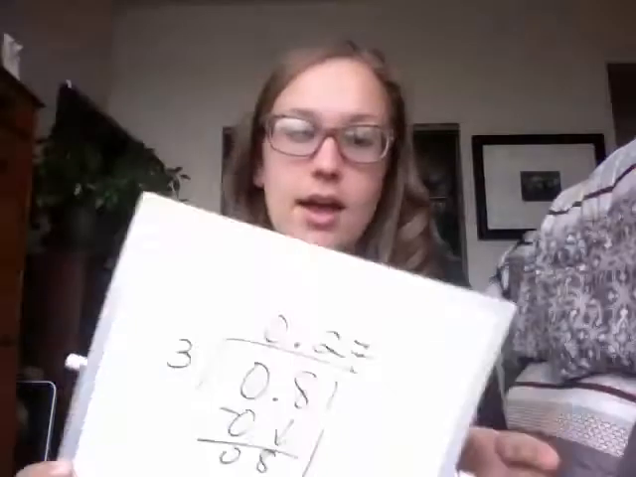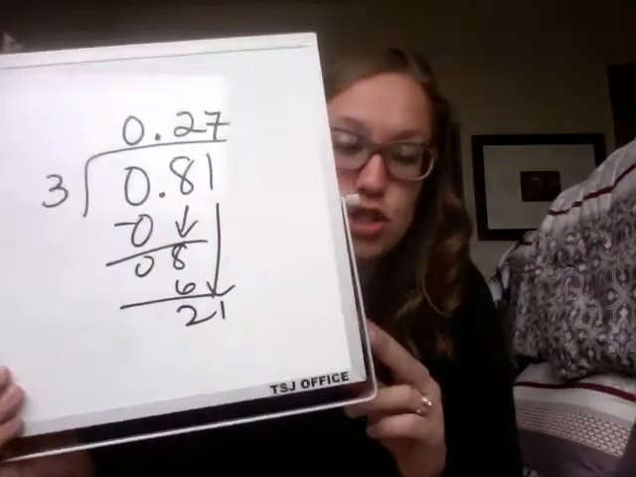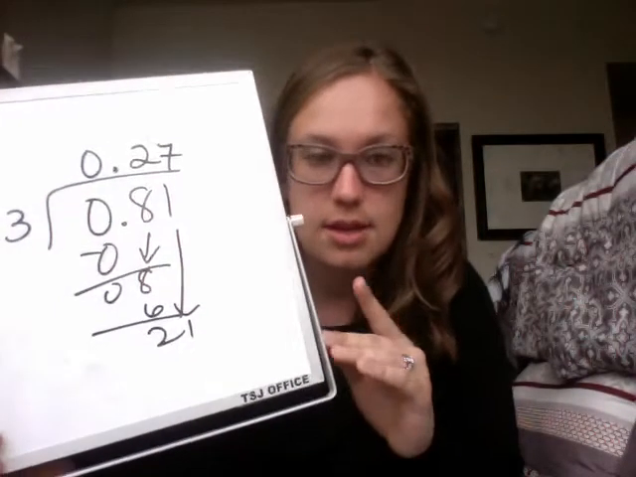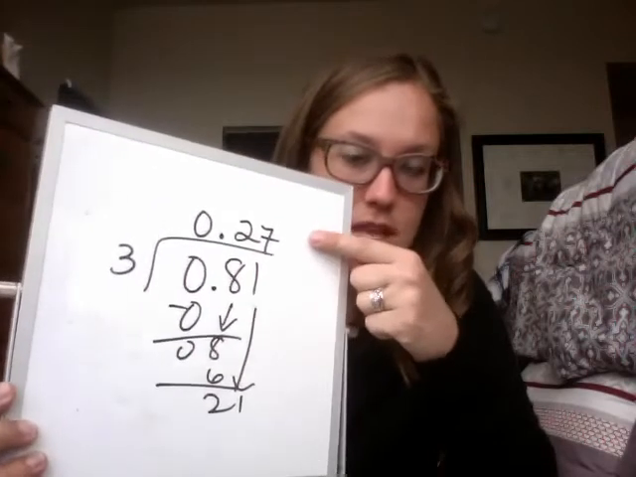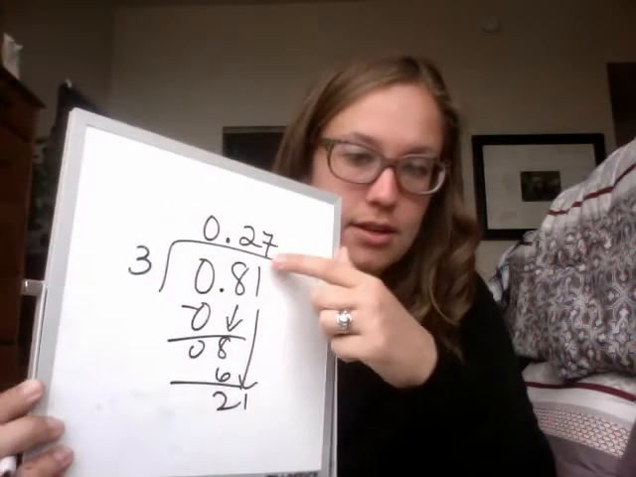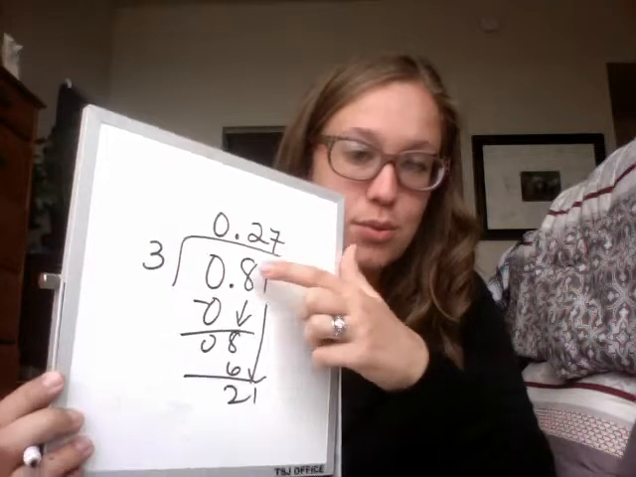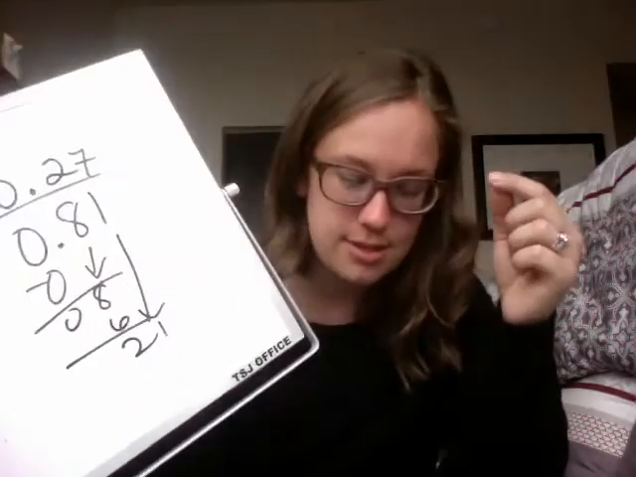Okay, pause if you need to. I got 27 hundredths, which is pretty darn close to 3 tenths. If I were to round this to the nearest tenths place, that 7 is bigger than 5, so it would round up to 3 tenths. So it's pretty darn close.